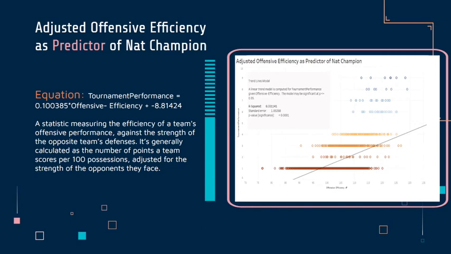So it helps, I guess, keep it a little more even, because the opponents they face and their own strength are all factored into that. And of course, as you can see, it has a very high R squared as well, with 0.331. And as you can also see with the trend, it follows the trend very closely. National champions are more likely to have a higher adjusted offensive efficiency.